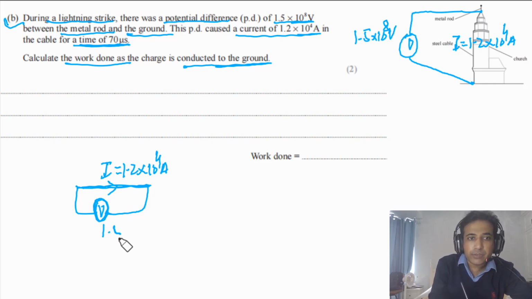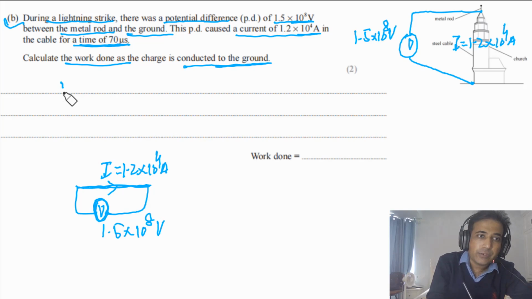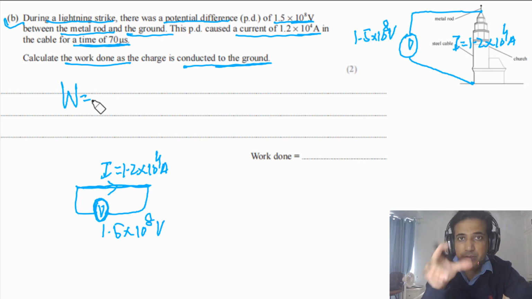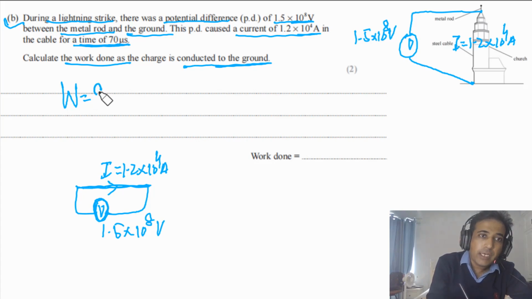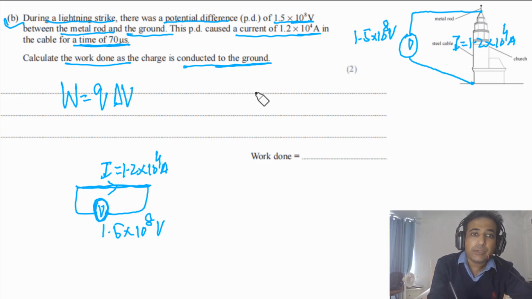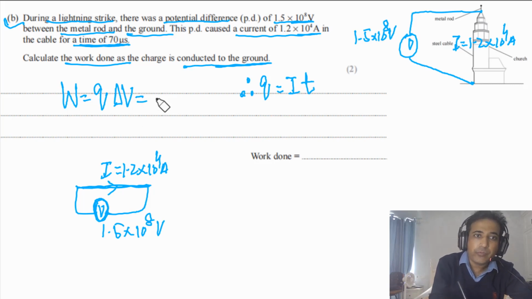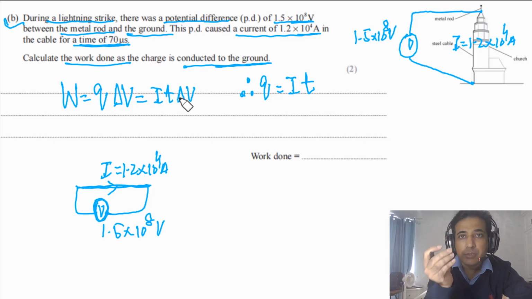PD across the wire is given to us, that is equal to 1.5 times 10 to the 8 volts. We need to calculate the work done, and work done is equal to the electrical energy transfer. Electrical energy transfer will be equal to Q times delta V, and we understand Q is equal to I times T. So we can rewrite this as I times T times delta V. Now we simply need to plug in values, nothing else.